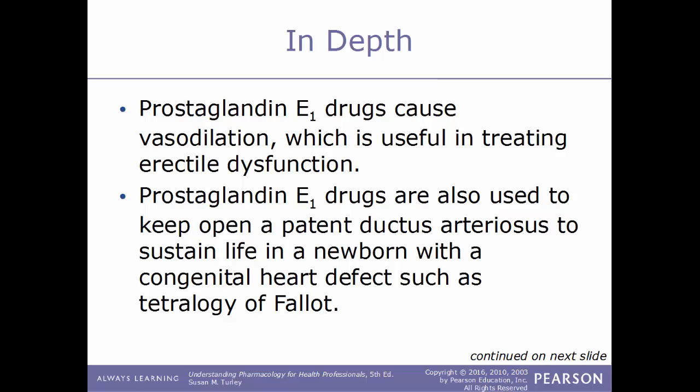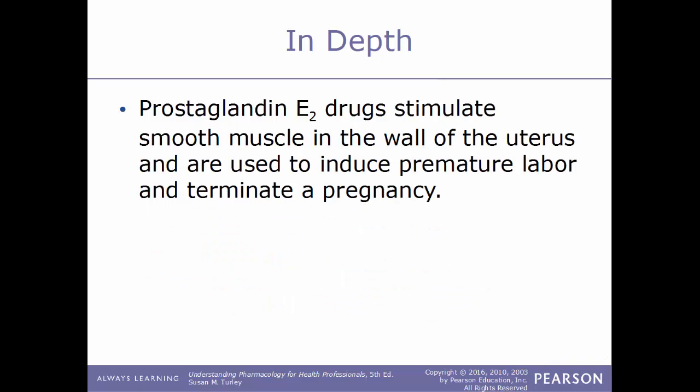Prostaglandin E1 drugs are also used to keep open a patent ductus arteriosus to sustain the life of a newborn with a congenital heart defect such as tetralogy of Fallot. Prostaglandin E2 drugs stimulate smooth muscle in the walls of the uterus and are also used to induce premature labor and to terminate a pregnancy.